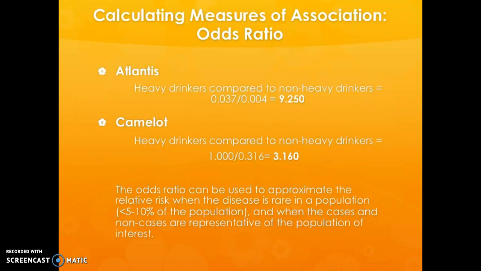And the odds ratio can be used to approximate the relative risk when the disease is rare in a population, with less than 5 to 10% of the population having the disease, and when the cases and non-cases are representative of the population. Because the denominator is going to approach the total population when the disease is rare, so they're going to be very similar numbers.